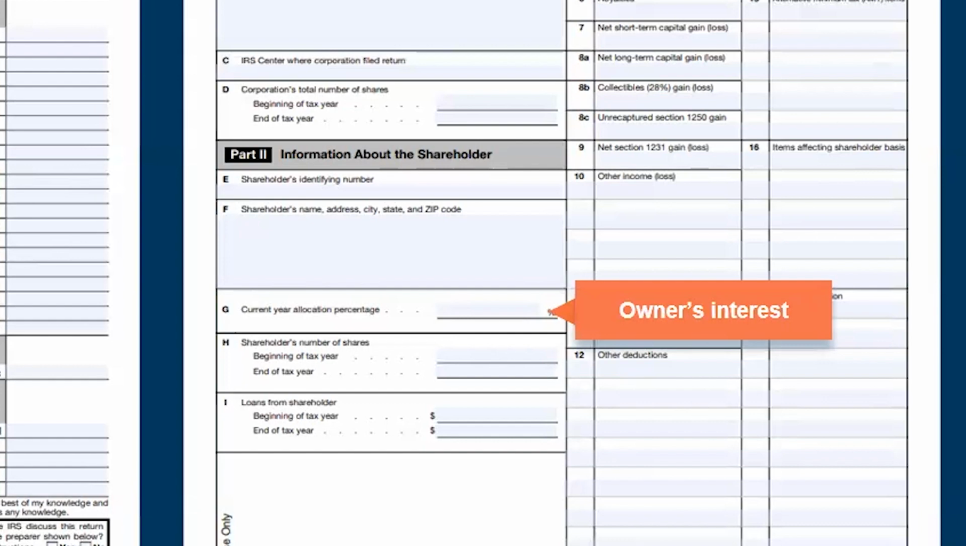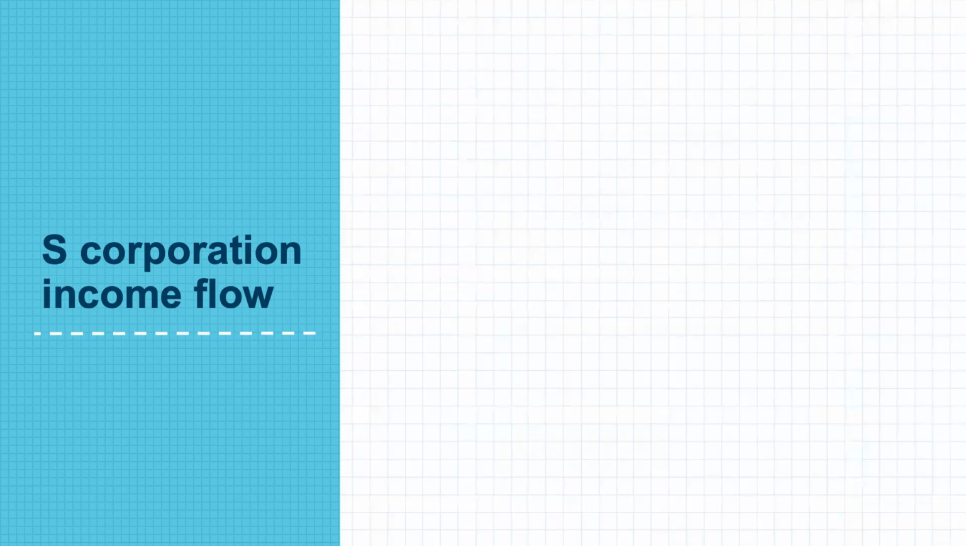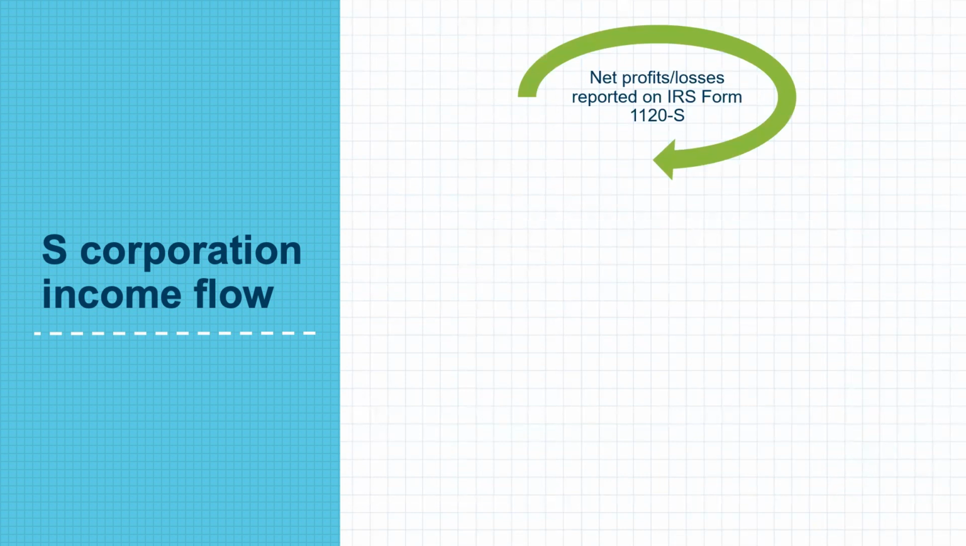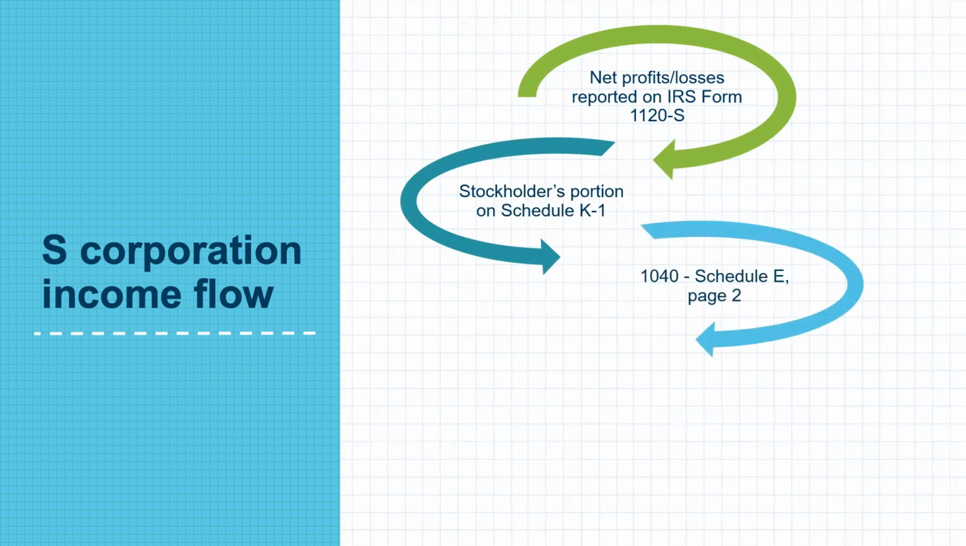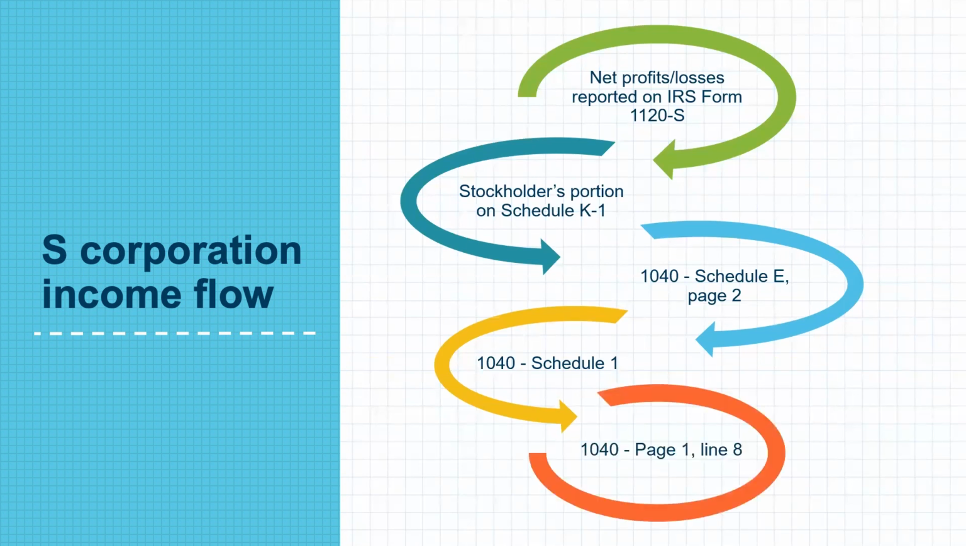How does the money flow through the tax forms? The net profit or loss for an S corp will be reported on IRS Form 1120-S. Then the stockholder's portion will be reflected on Schedule K-1. This income will then be included on the 1040's Schedule E, page 2, and travel on to Schedule 1 of the 1040. Ultimately, the income will be reported on page 1, line 8.